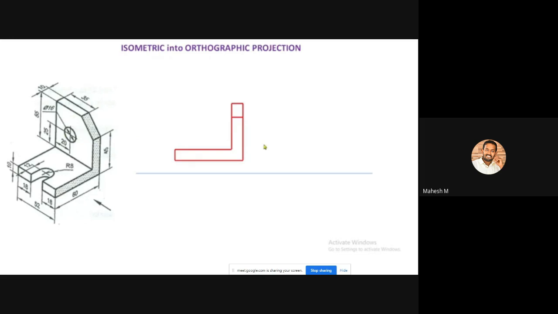But please remember one thing, there are multiple structures available on the component. Look here, we are having a slot with a U shape, and here we are having a hole with a diameter of 16 mm. So we are having two hollow portions on this component. These hollow portions should be mentioned in our front view itself, but these hollow portions will not be visible from the front view.